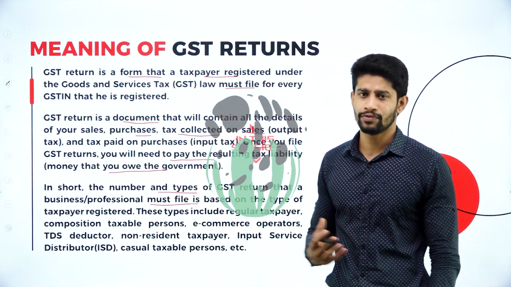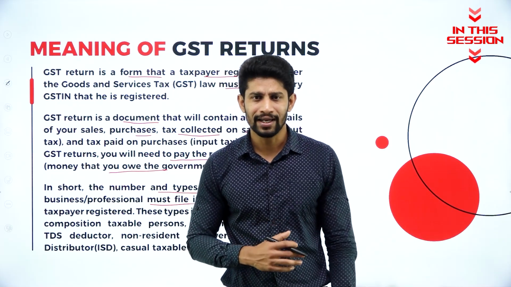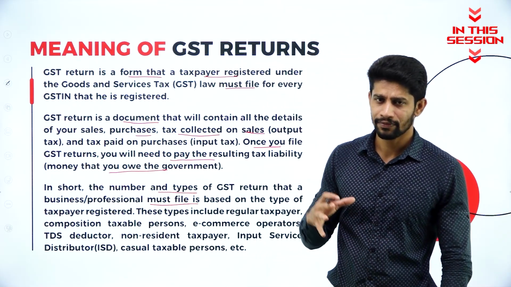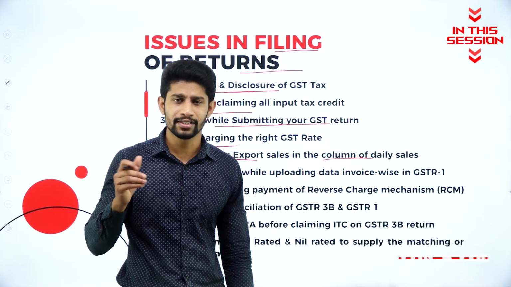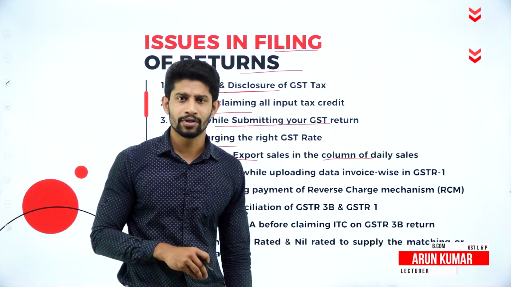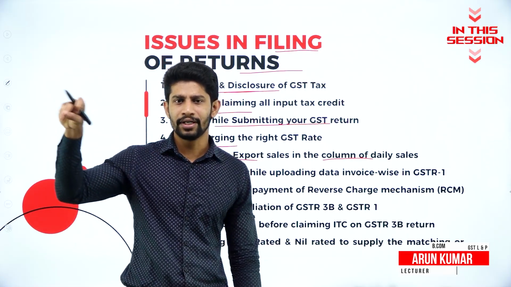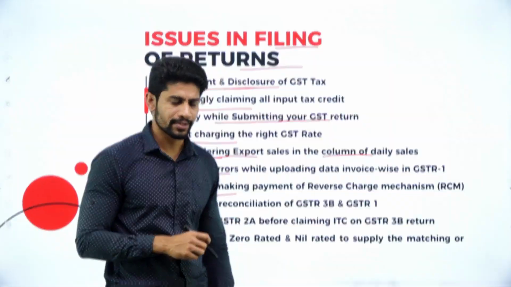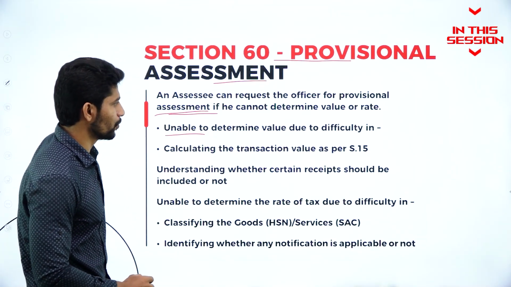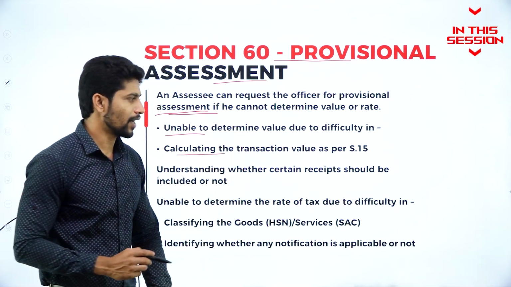Whatever the GSTR forms we have, based on his registration type, he is supposed to file the GSTR return with the government. Forward charge mechanism is nothing but supplier is a registered dealer and you as a purchaser will be giving the tax amount to the supplier and supplier will be remitting the tax to the government. This process is called forward charge mechanism. If we are unable to determine value due to difficulty in calculating the transaction value as per section 50.